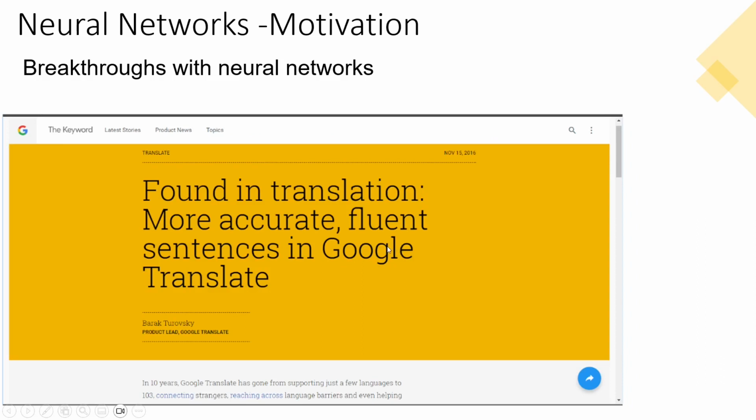In translation, if you remember old ages, the automatic translation, especially for languages such as Turkish, was quite crappy. Right now, the translations are unbelievably good. That's because of the neural networks as well.